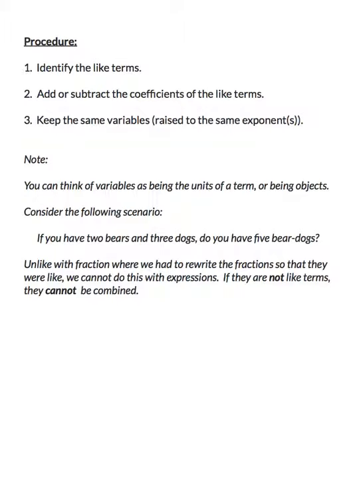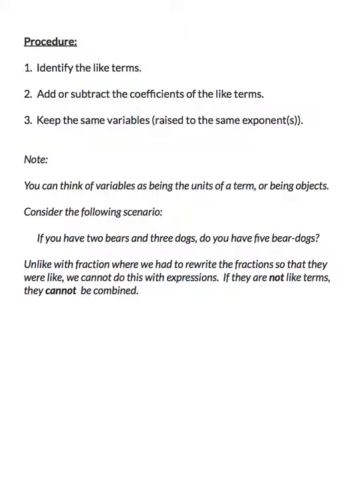In order to simplify expressions by combining like terms, the first thing we want to do is identify our like terms. We're going to add or subtract the coefficients of these terms. We're going to keep the same variables, and if those variables have exponents, we keep those the same as well. There's a couple different things you can do in order to help you remember how to do this.